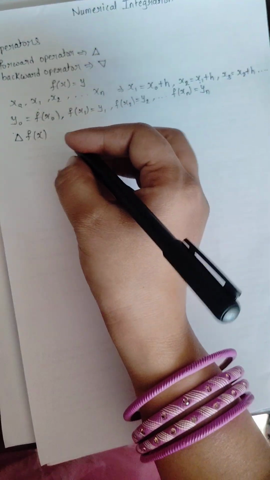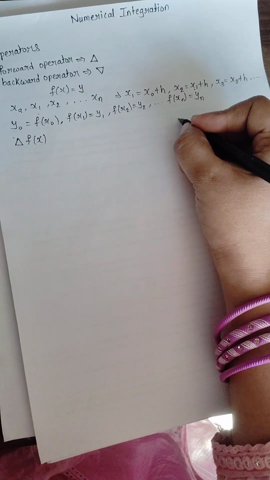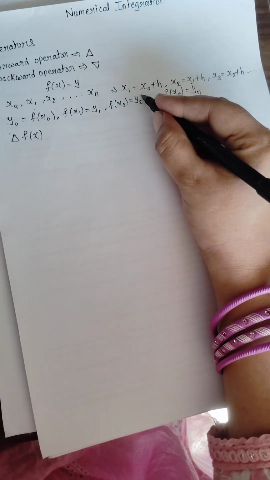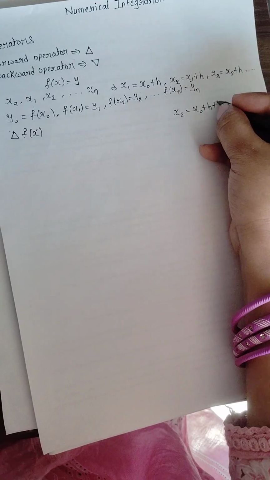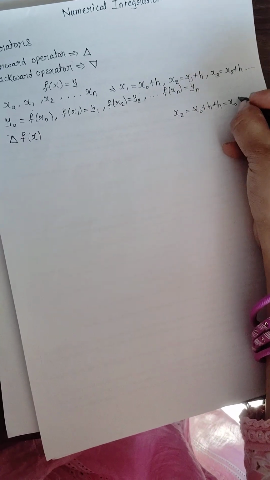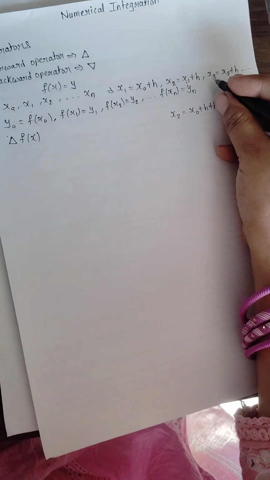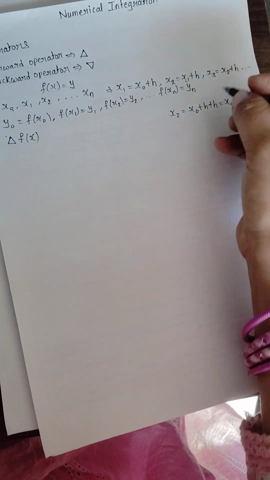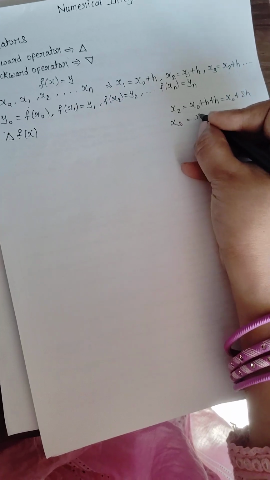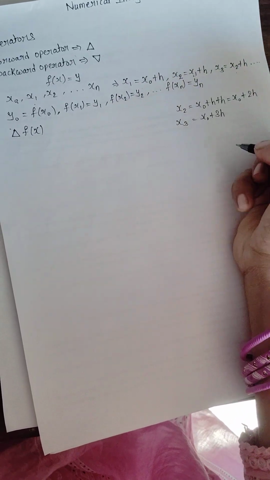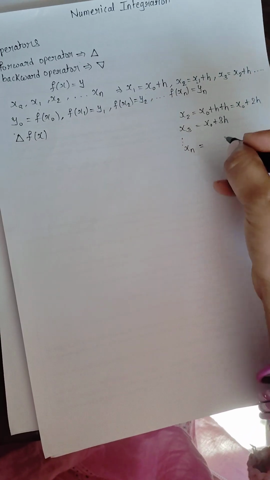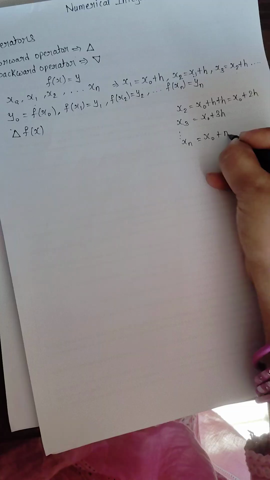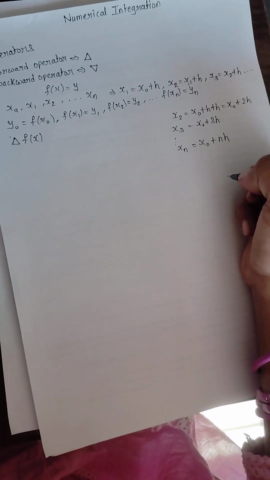Now if you substitute the x1 value, that is x naught plus h, then for x2 we have x naught plus h plus h, so we get x naught plus 2 times h. Similarly, if I substitute the x2 value, I will get x3 equal to x naught plus 3h. So in general, xn is equal to x naught plus n times h. In this way, we are finding the next value.